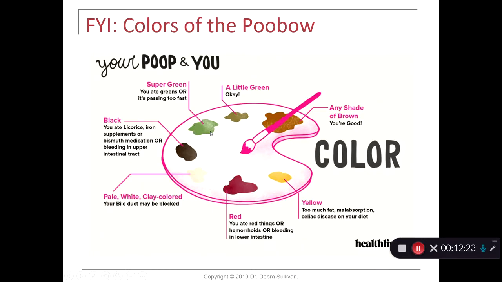If it does come out super green though, and you're an adult, then we've got some issues. Maybe you're eating way too many greens. The chlorophyll will give it a nice green color, but if you're not eating greens and it comes out green, well, that suggests your peristalsis is working really, really well, and it's not letting the digestion of the bile acids occur, and it comes out.